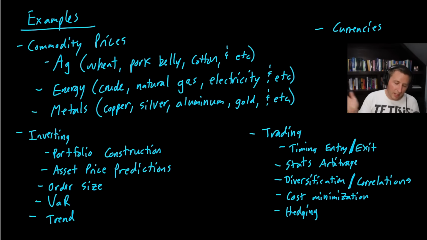And then when we dive into investing, portfolio construction, asset pricing predictions, order sizings, setting up your value at risk. And yes, there are multiple ways to do value at risk. There's expected shortfall. There are a slew of things. I have seen so many poorly done value at risk calculations because people just use a normal distribution. It's a whole thing for another video. You need to go through different processes and statistical methods to get to that.